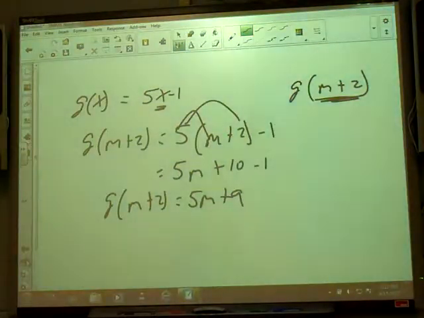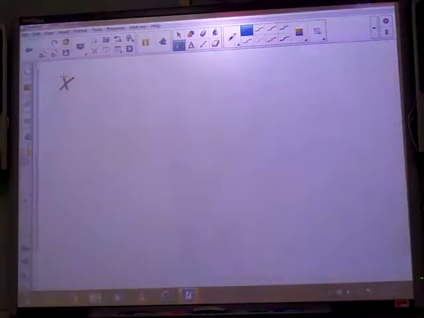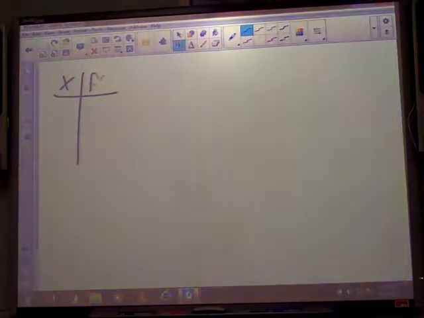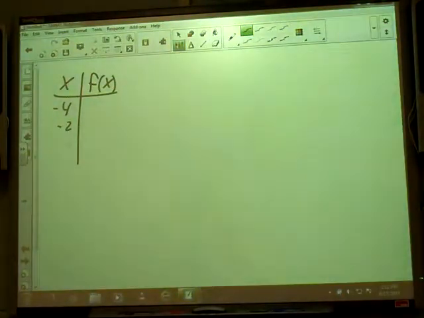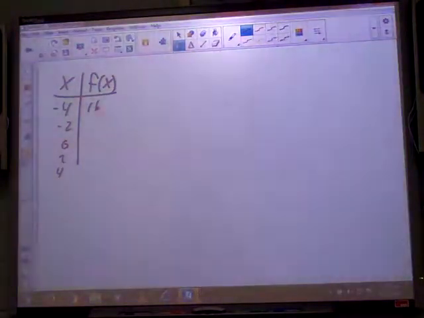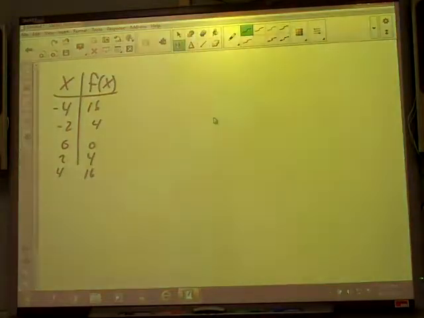Alright, this one I've got a table that has an x and an f of x. In my table I've got x values negative 4, negative 2, 0, 2, 4, and f of x values 16, 4, 0, 4, 16. That's the first one we're going to work.